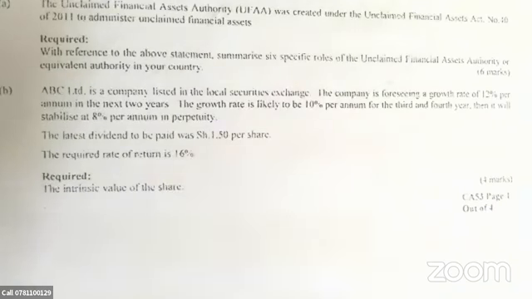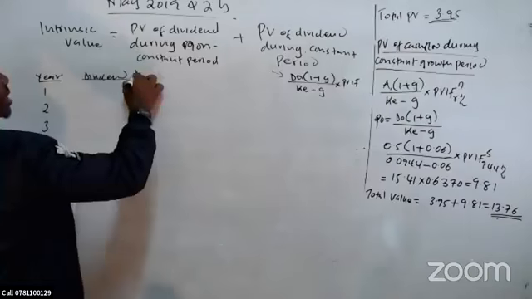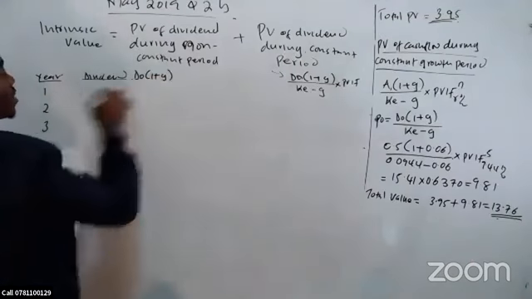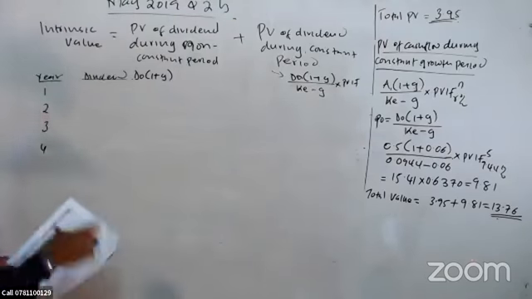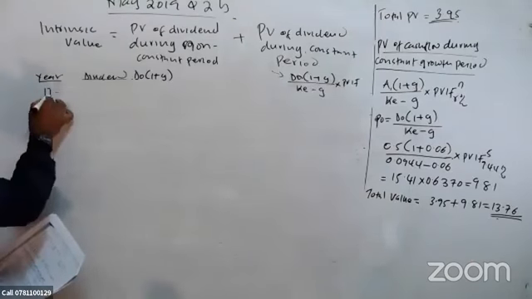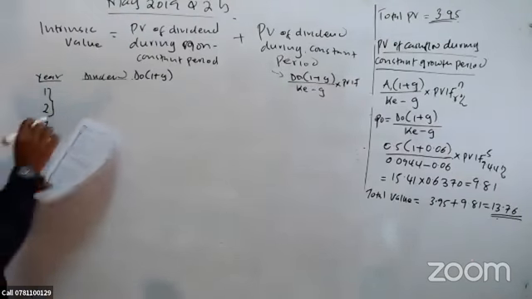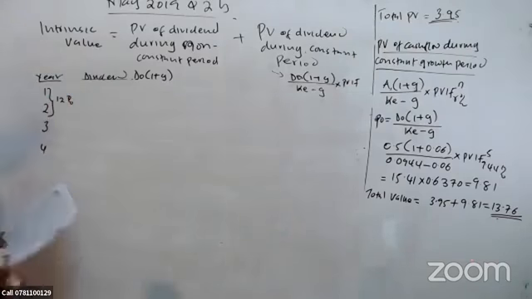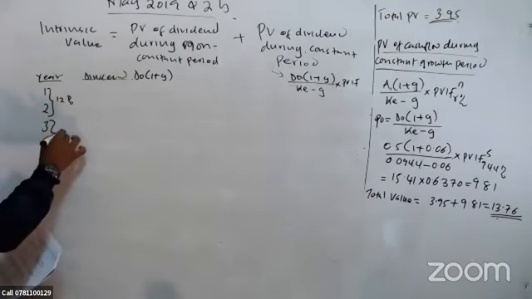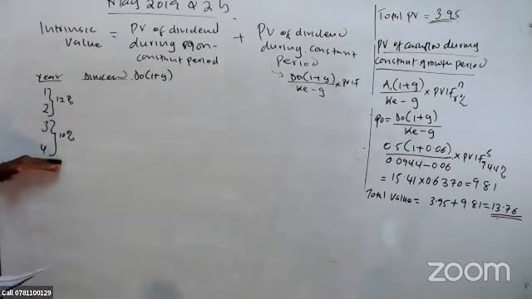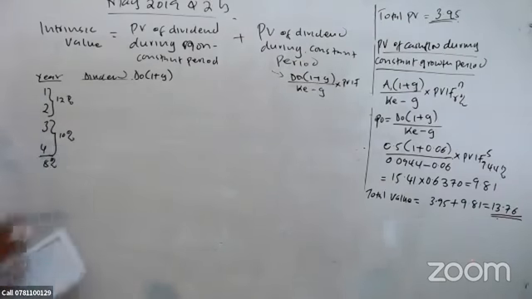So how do we get the dividends? In this case, we'll be getting D0 times 1 plus the growth rate. We are told that the last dividend to be paid was 1.5. So we are told that year 1 and year 2, it will grow at the rate of 12%. Then from year 3 to year 4, it will grow at the rate of 10%, after which it will stabilize at the rate of 8% to perpetuity. So how do we get the dividend from year 1 to year 4?